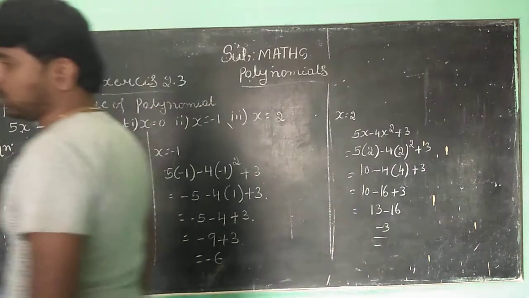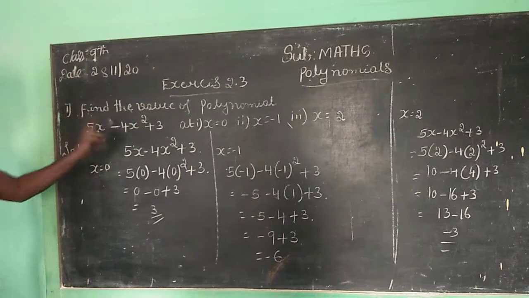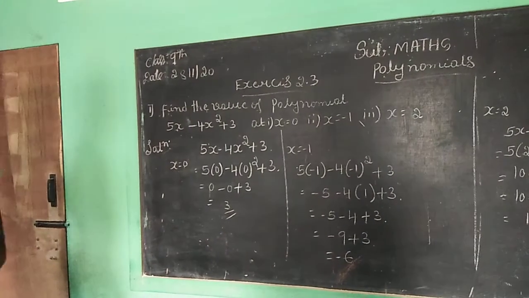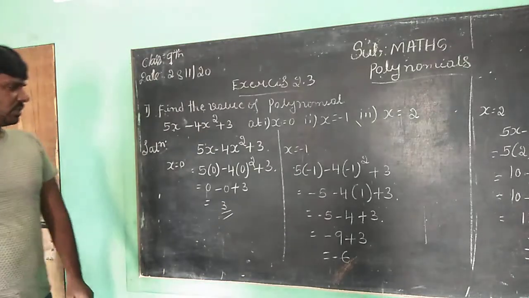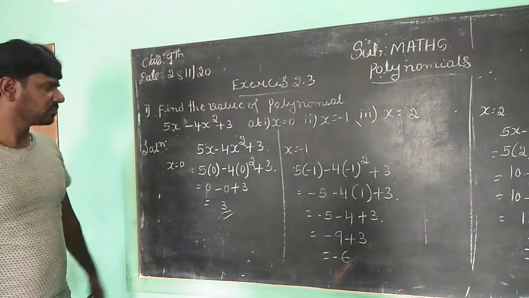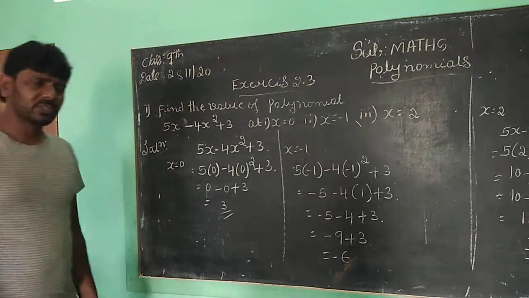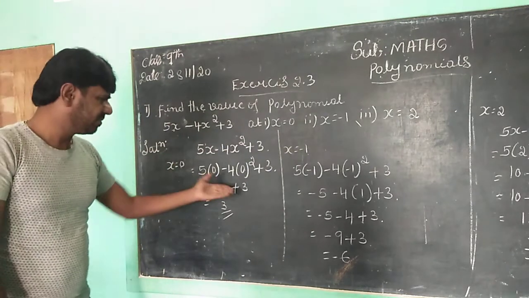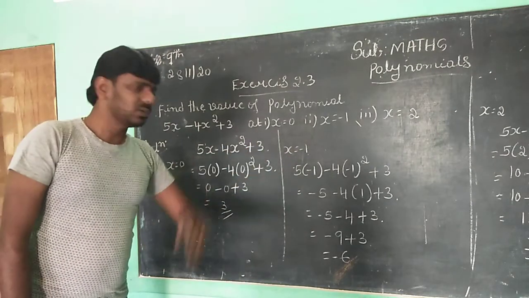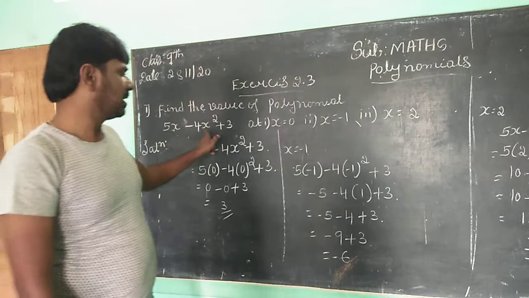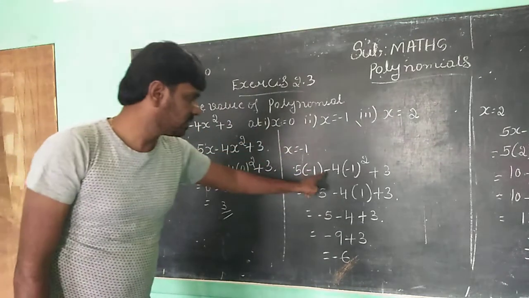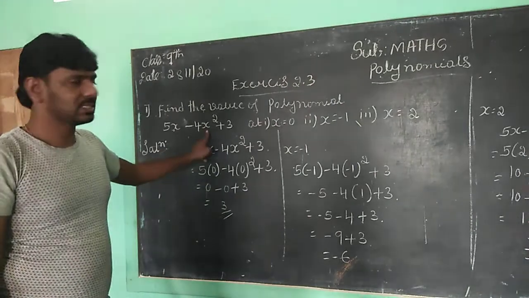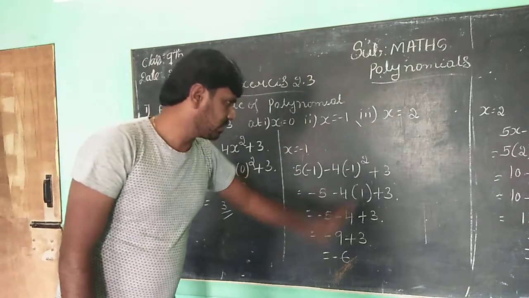See children, once again. Find the value of the polynomial. The question is 5x minus 4x square plus 3. At x is equal to 0, you want to substitute in place of x, 0. 5 into 0 is 0, 4 into 0 is 0, plus 3. At x is equal to minus 1, you want to substitute minus 1 in x place. 5 in x place is minus 1. Minus 4 is there. In x place is minus 1 whole square, plus 3.